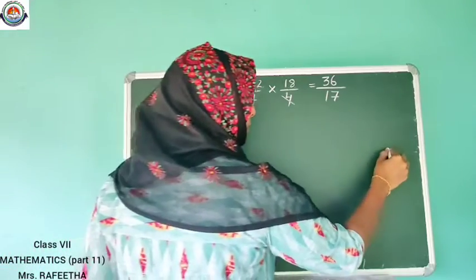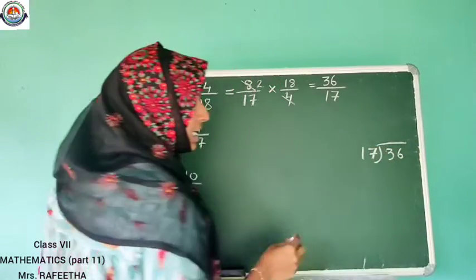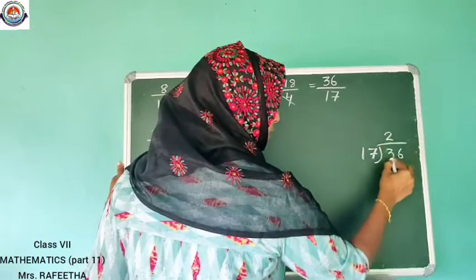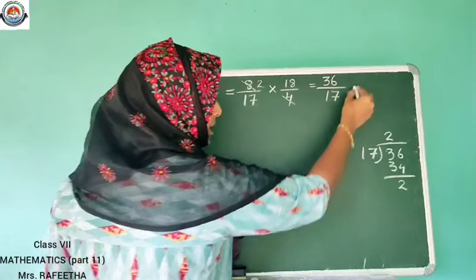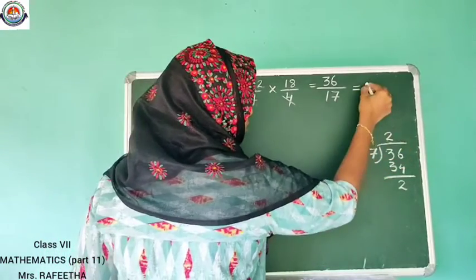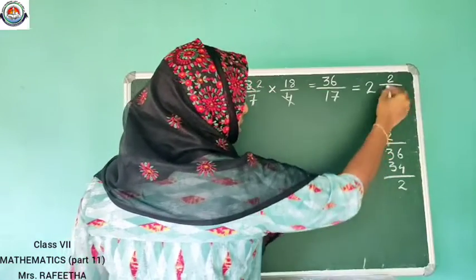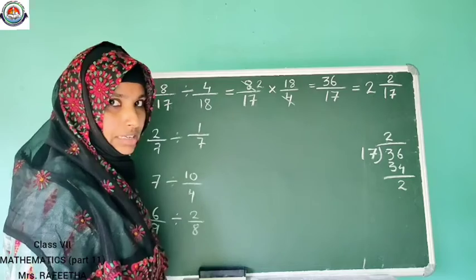So, that is 36 divided by 17. 17 2s are 34. Remainder is 2. Okay, so this we can write as quotient 2, remainder 2, over 17. 2 by 17 will be the answer.